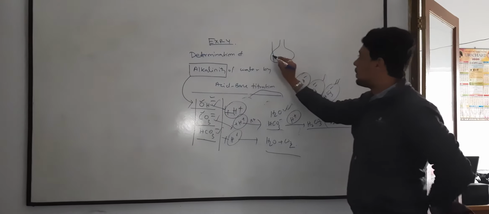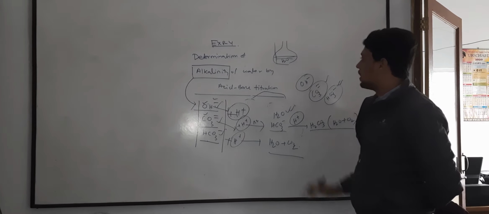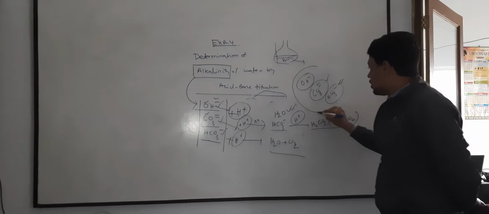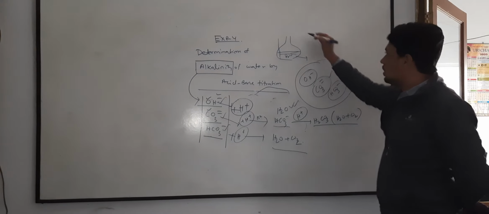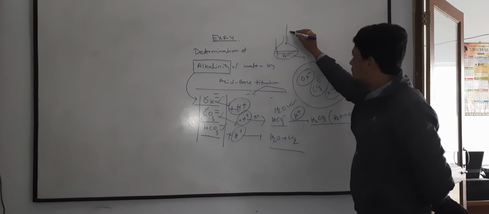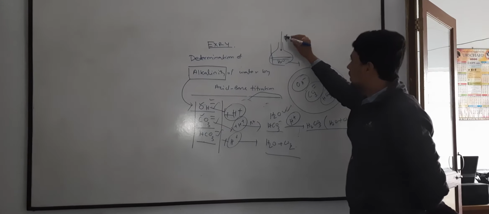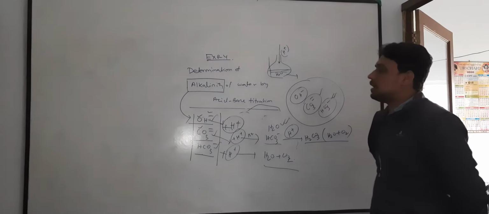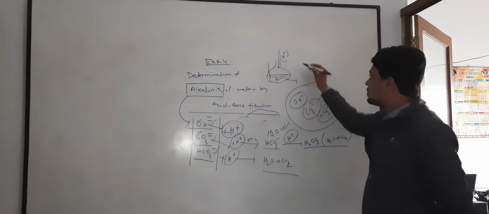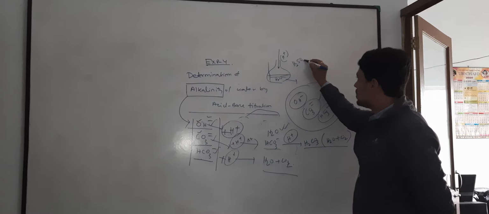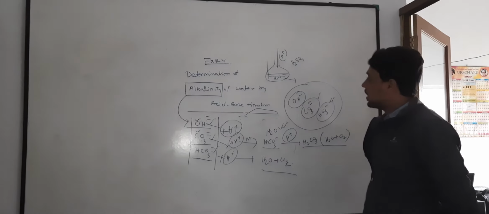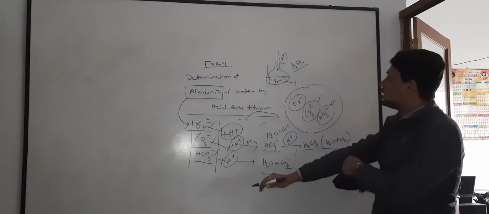Let us take some amount of water in a conical flask. If water contains any of these three anions, start addition of acid. Acid means we are actually adding H plus. For today's experiment, we will use H2SO4.